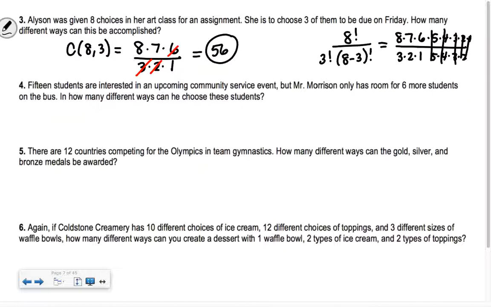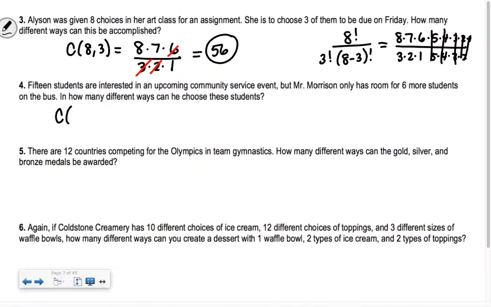This next one is hard to do without a calculator. I'll let you use your calculator. So it says 15 students are interested in an upcoming community service event, but Mr. Morrison, he says, hey, I got enough people with community service. I can't take any more. Can you imagine? He says he only has room for 6 more students on the bus. So how many different ways can he choose these students?